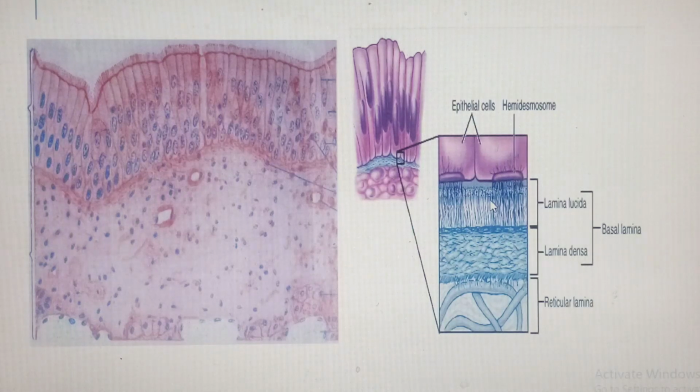It is non-cellular. There are no cells over there. Yes, it has two parts. The part closer to the epithelium we call the basal lamina, and the portion closer to the connective tissue is what we call the reticular lamina. And we know already that the basal lamina can be divided, under electron microscopy, into a clear area, the lamina lucida, and the denser region, the lamina densa. So please get to know that.